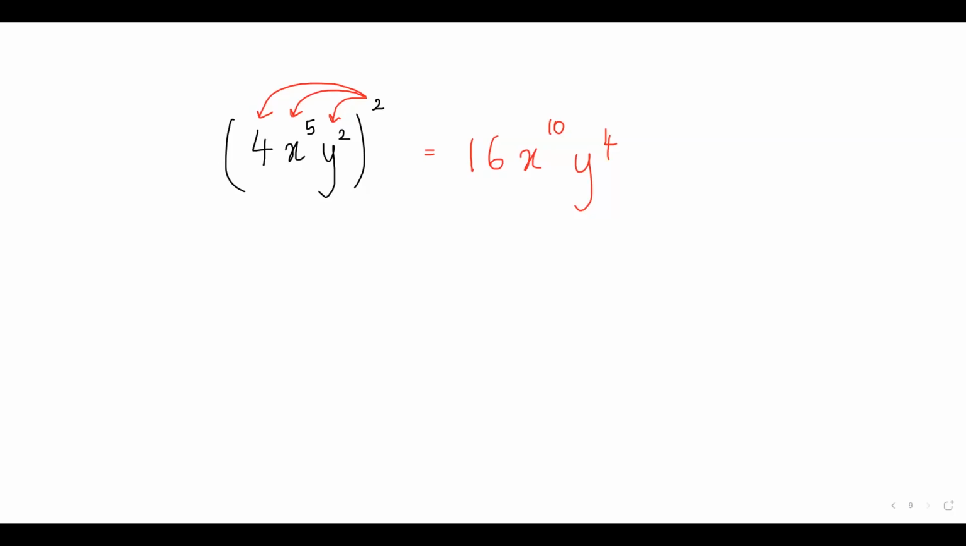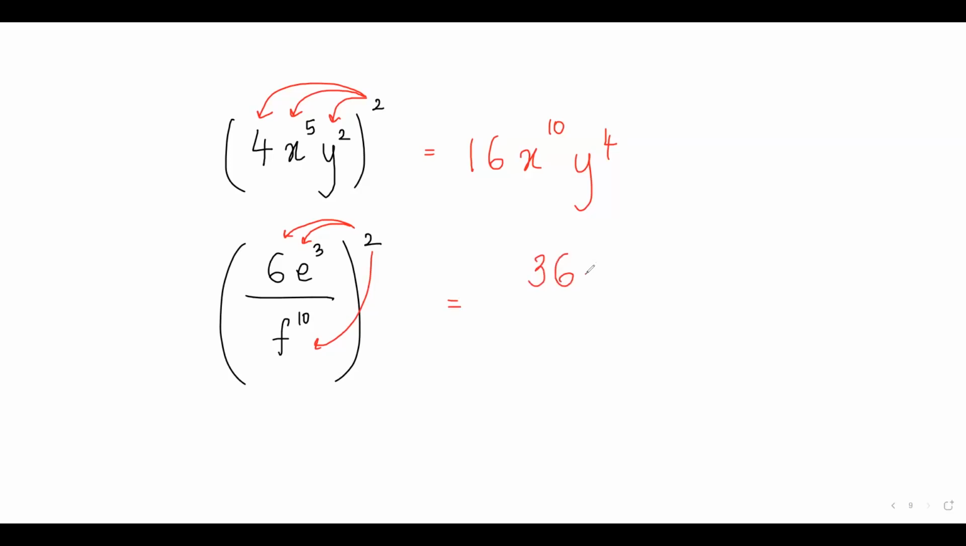Okay, then what about this? 6 e to the power 3 divided by f to the power 10, all squared. This square belongs to how many elements now? 1, 2, 3. So tell me the answer. 36. Is that clear? Any doubts? Sure? Right. Next one. Okay, before we move on to the next law, take your tools.